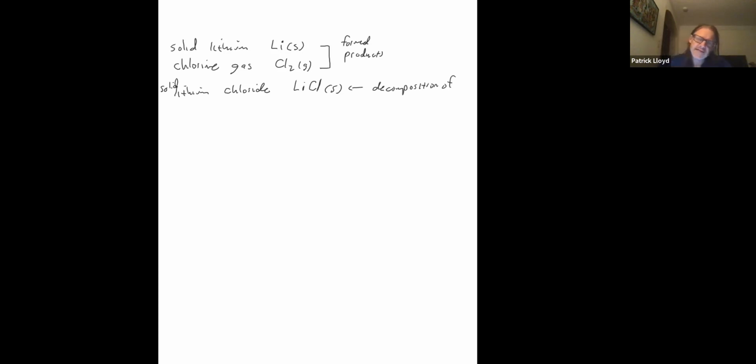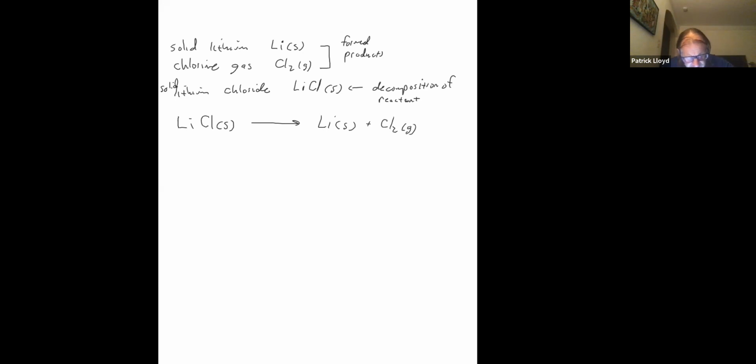Decomposition means it's breaking up. So if lithium chloride breaks up, it decomposes. And it's a very common thing in chemistry for things to decompose. So lithium chloride is our reactant. So let me write this down. So LiCl, solid. It's going to decompose into, break up into LiS and Cl2 gas. Okay, we've got the equation. It's just not balanced. If you look at the chlorine, you can see there's 2 on the right, but only 1 on the left. So that's not a balanced equation.